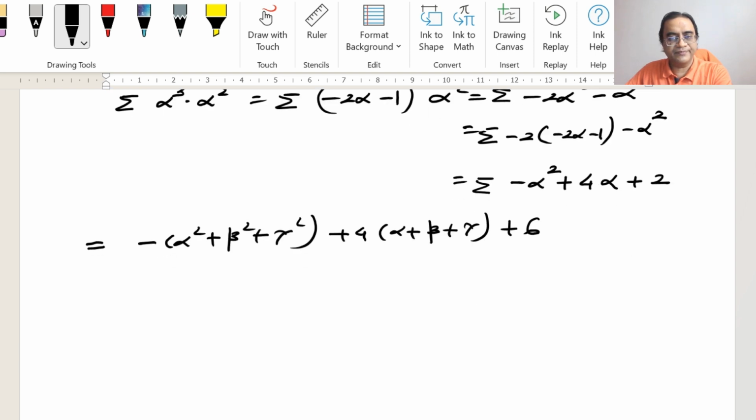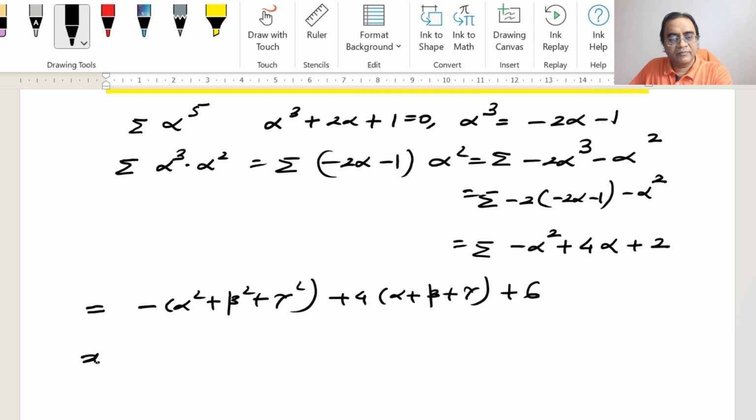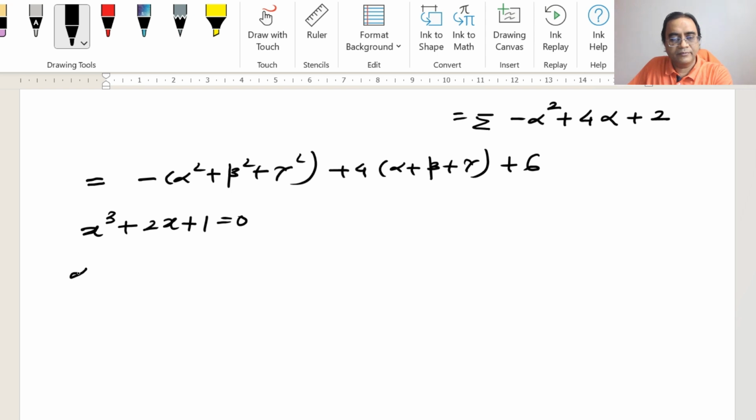Now the equation is x cube plus 2x plus 1 equal to 0. So using the sum of the roots formula, the coefficient of x square is 0. We can write this equation as x cube plus 0 times x square plus 2x plus 1 equal to 0. Coefficient of x square is 0. So alpha plus beta plus gamma is negative 0, which is 0.